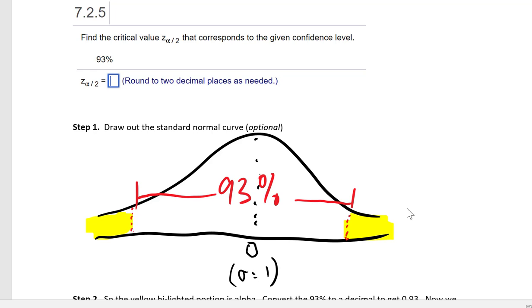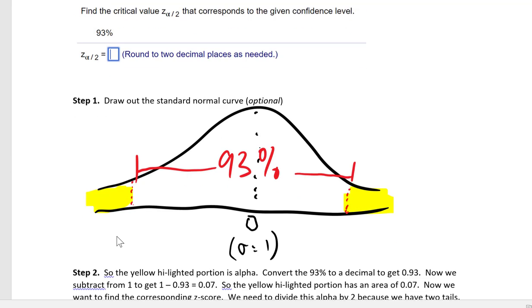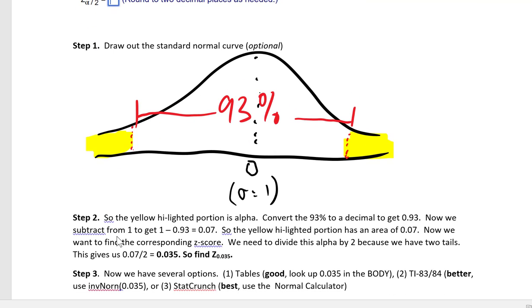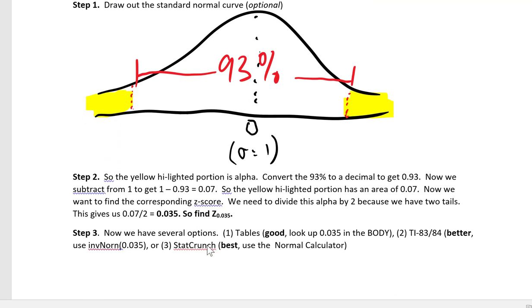So we draw the normal curve, and for 93%, I've got this middle 93% drawn on the curve. And notice this part outside that's left. That is my alpha. So I went ahead and typed these steps out for you. The highlighted portion here is alpha. Now, we want alpha divided by 2.